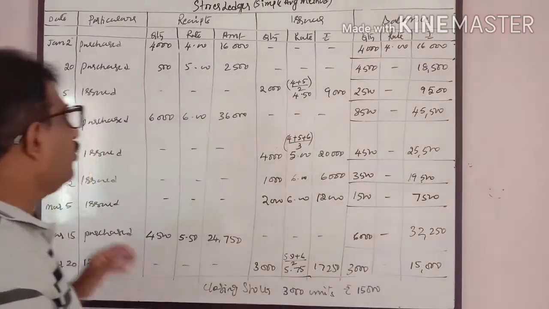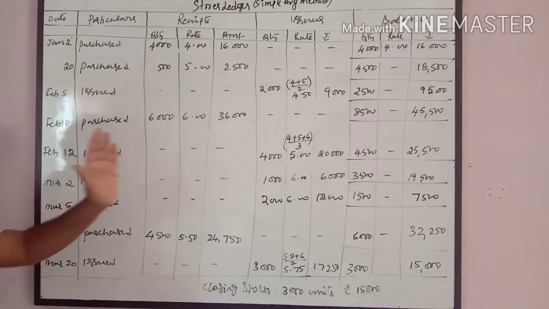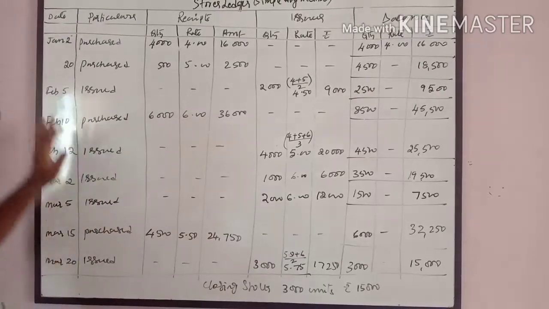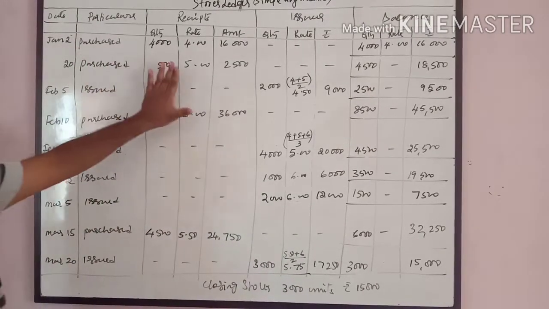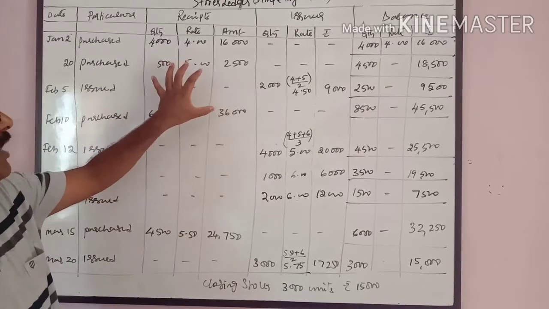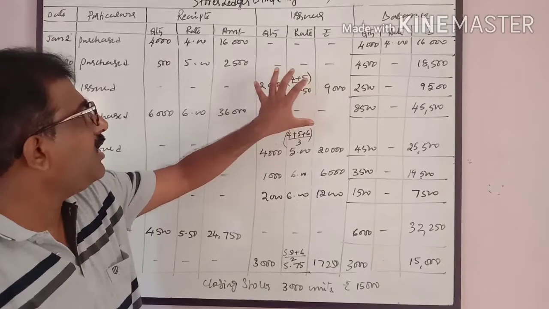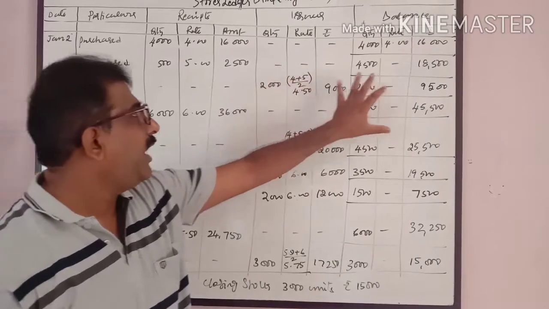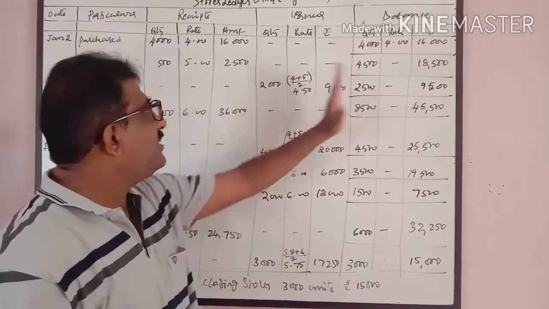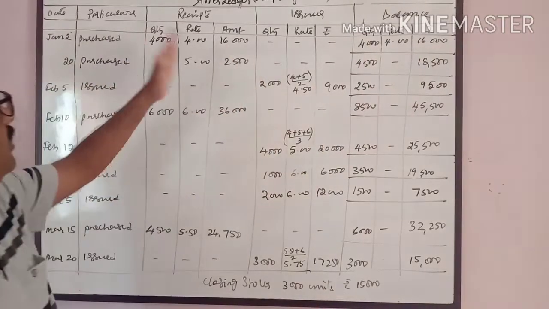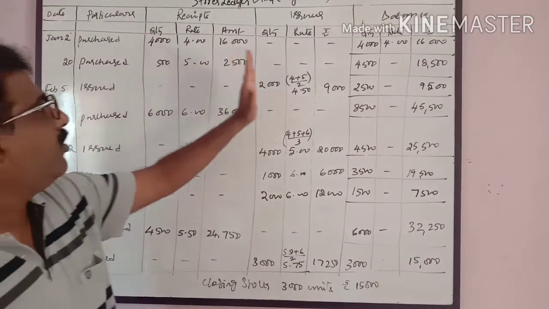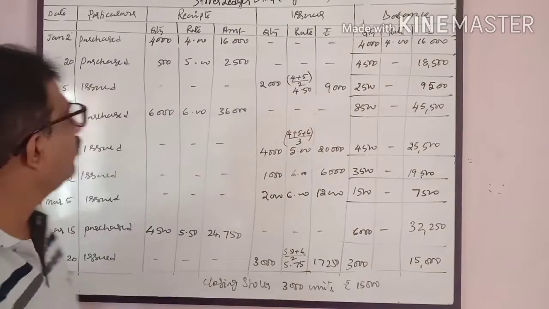Now, first I will go to these particular columns. Same columns we have to write in the stores ledger. Date column, particulars, receipt. Receipt means whenever we make a purchase, that is called receipt. Issues, whenever we issue the material, it should be written in the issue column. And the balance column, same like all the three parts: quantity, rate, amount, quantity, rate, amount, quantity, rate, amount.